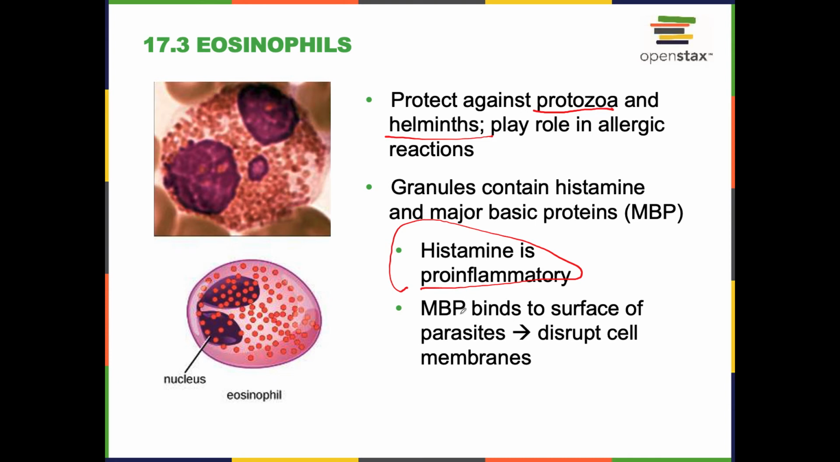disrupts their membranes. So that's essentially how it kills the helminths, which are multicellular, or the protozoa. So the eosinophils surround these protozoa or helminths, and then just inject or attack them with these MBPs, and then start to pop membranes from the outside. Okay, but eosinophils attack protozoa and helminths using MBPs, and can play a role in allergic reaction using histamine.